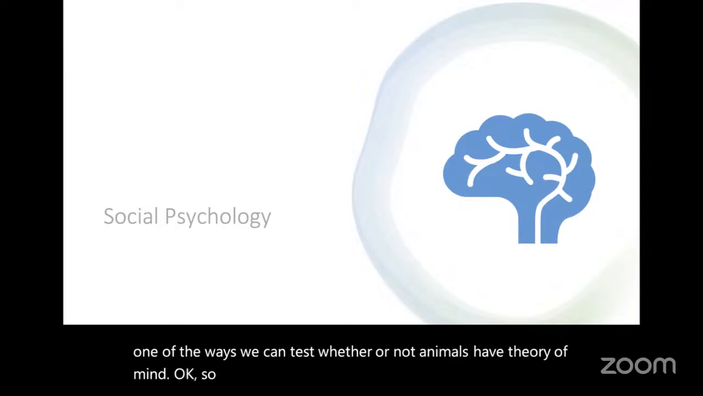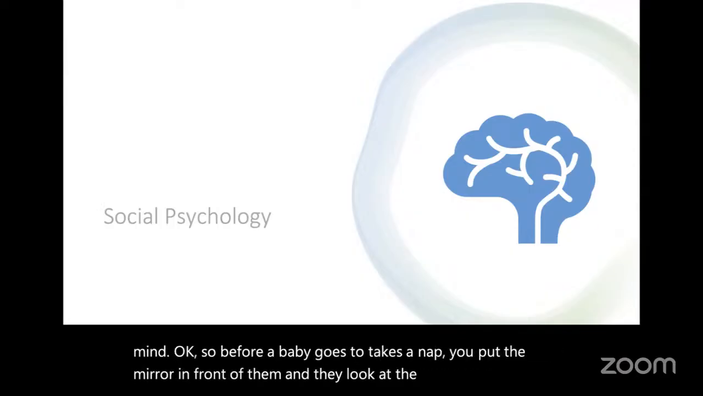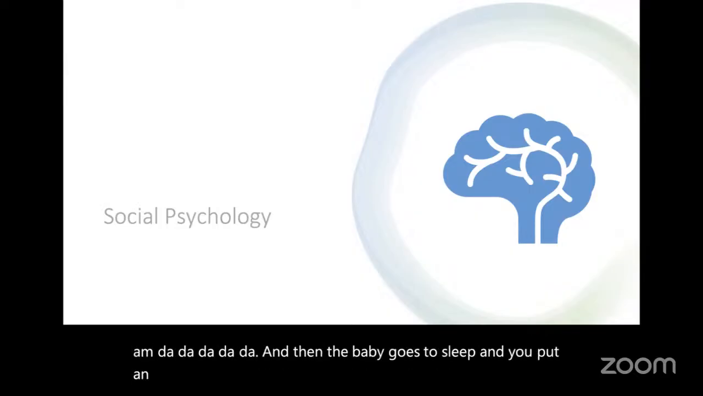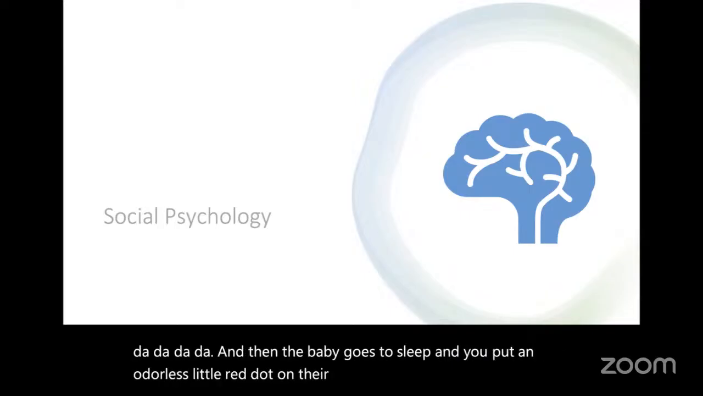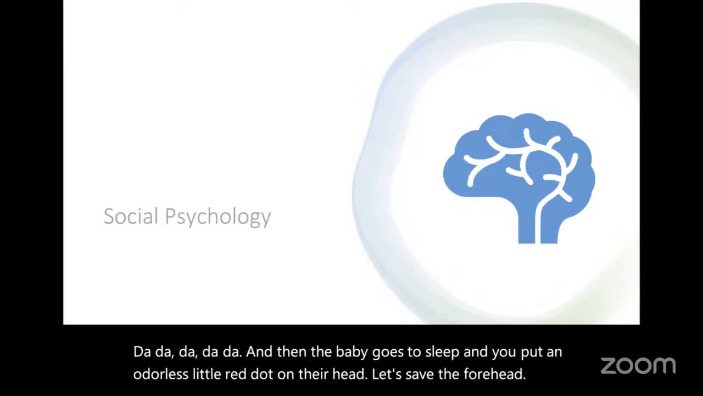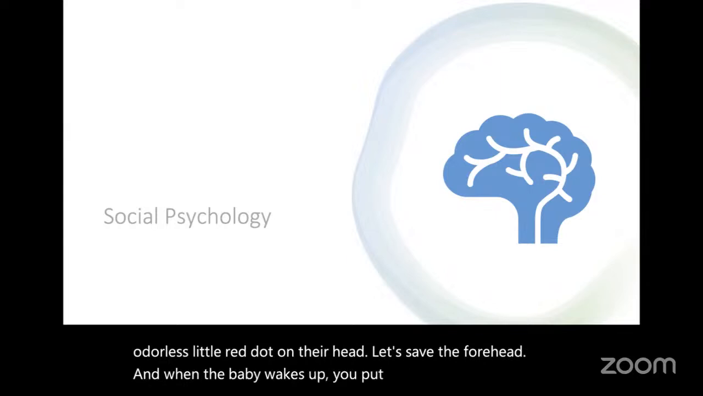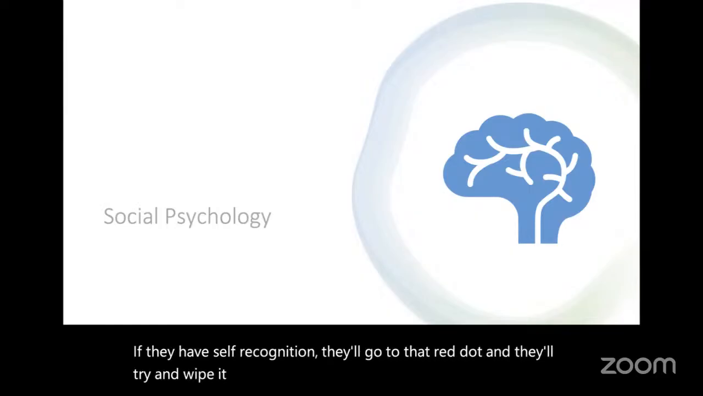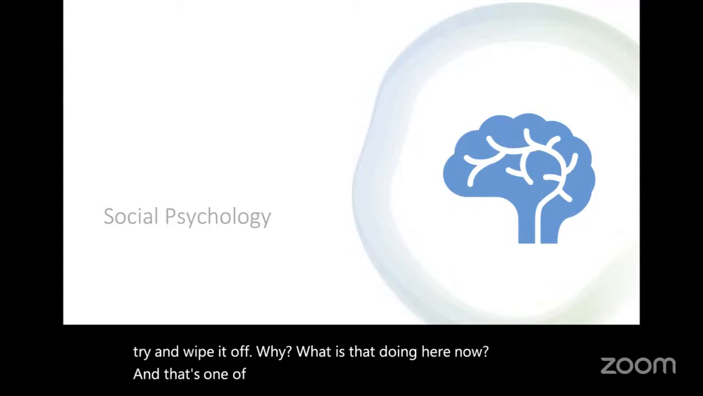So before a baby takes a nap, you put the mirror in front of them and they look at the mirror and, oh, there I am. And then the baby goes to sleep and you put an odorless little red dot on their head. Let's say the forehead. And when the baby wakes up, you put the mirror in front of them. If they have self recognition, they'll go to that red dot and they'll try and wipe it off. Why? What is that doing here now? And that's one of the tests of self recognition.